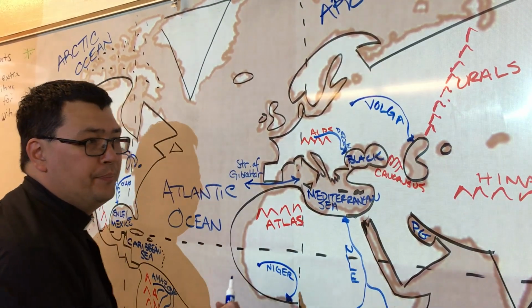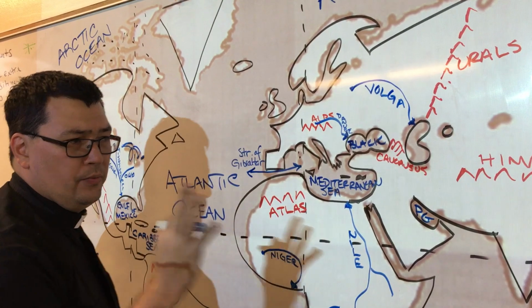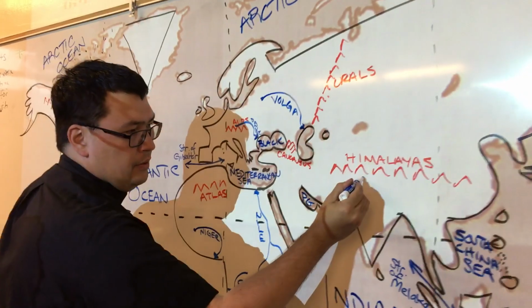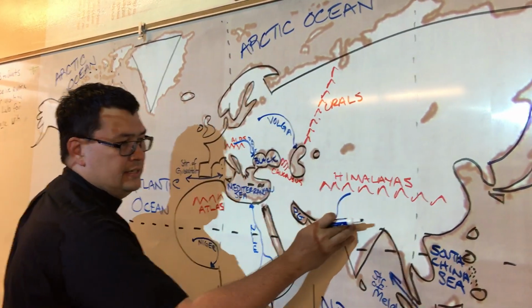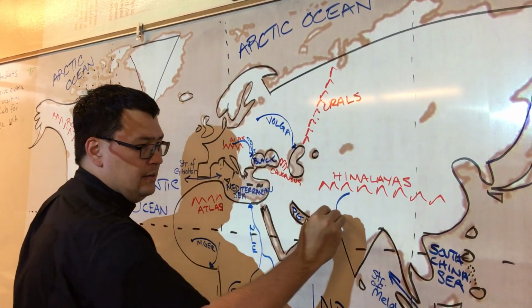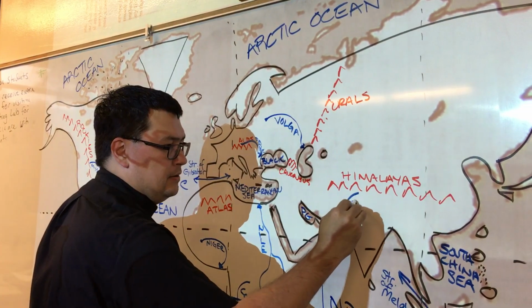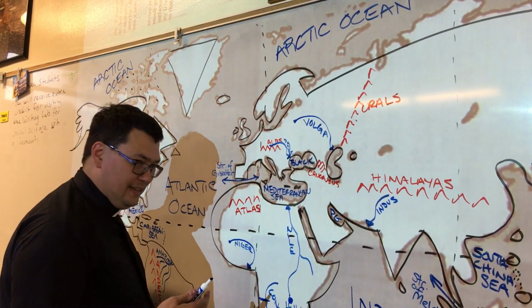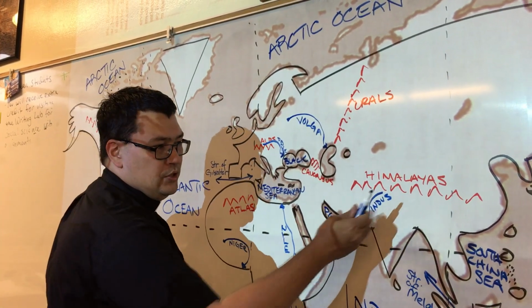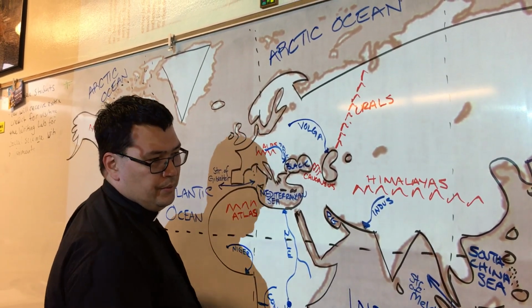V-O-L-G-A, Volga. Finally, we have three rivers in Asia we need to know about. The first comes down here out of the Himalayas and divides India from the Middle East. And this is the Indus River, as in how much water is Indus River. So India is named after the Indus River.